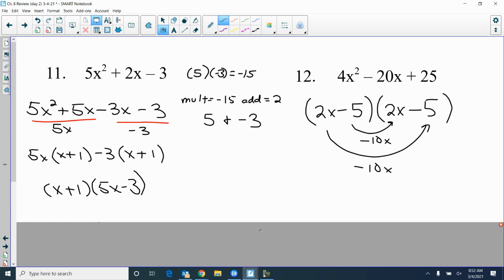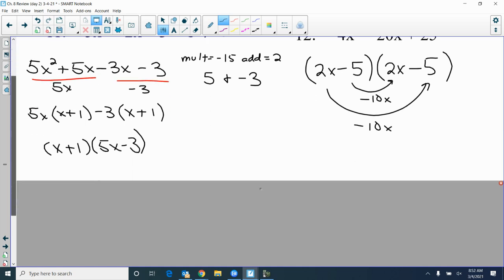Now, if you don't recognize this, you are absolutely fine to multiply 4 times 25 and you get 100. What multiplies to equal 100 and adds to equal negative 20? Negative 10, negative 10. And so you would do 4x squared minus 10x minus 10x plus 25, which is absolutely fine because you're going to get the same thing that we got here. Okay, so that is okay to do. So if you don't recognize it, I'm just trying to save you a little bit of time. It's only if the first and last term are perfect squares.